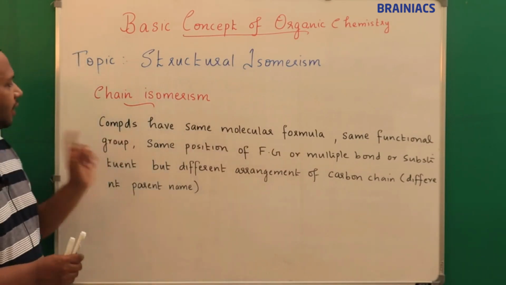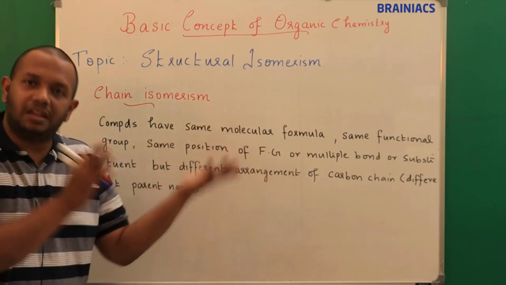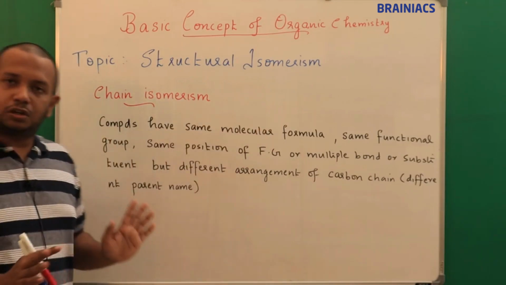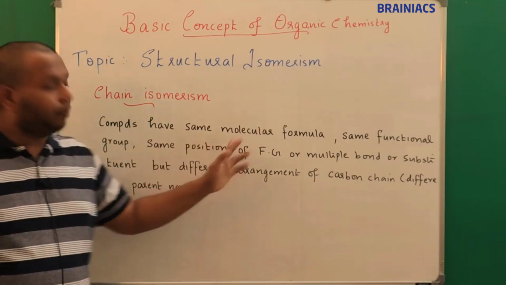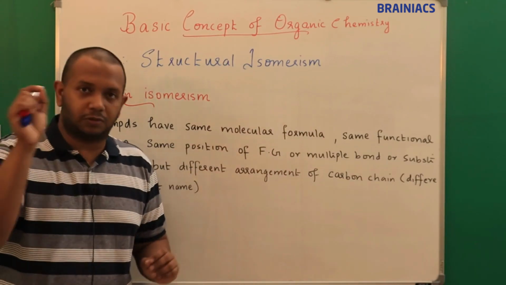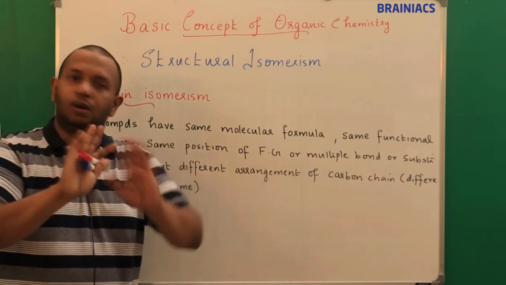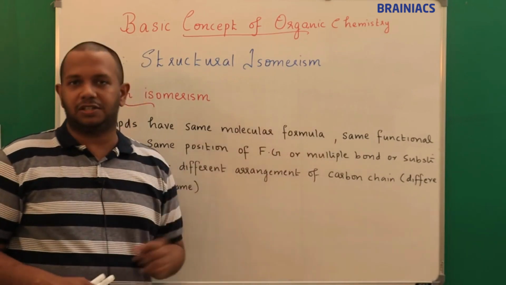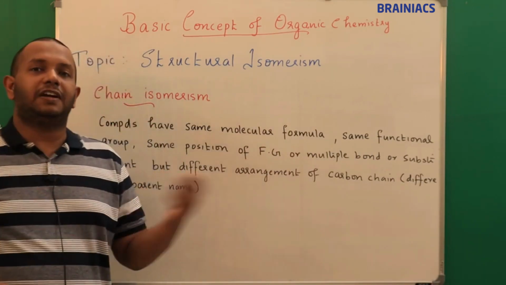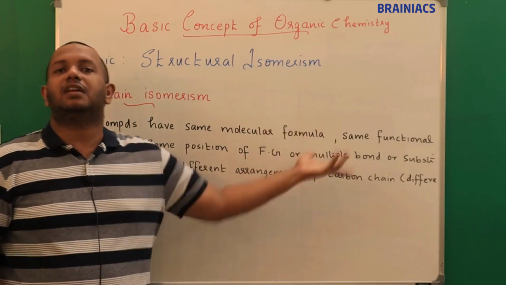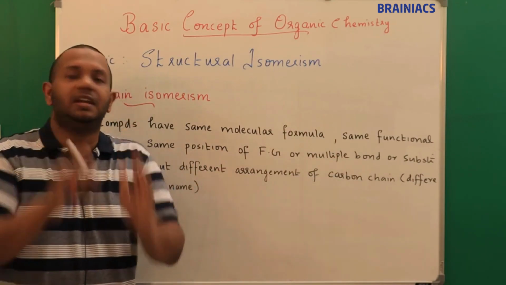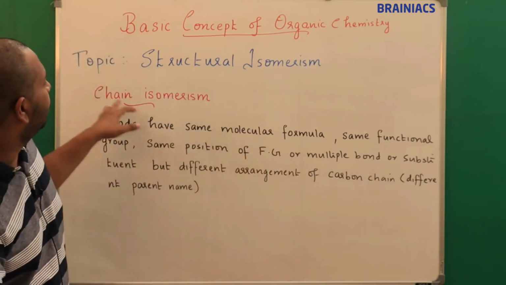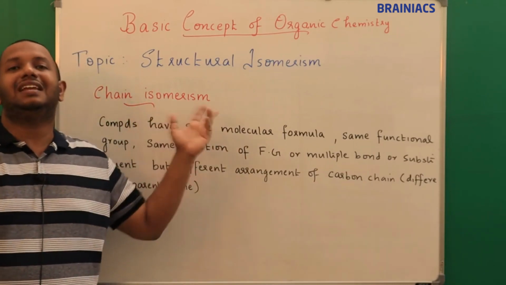If you look at the definition, compounds here also have the same molecular formula. The two compounds which we are taking have the same molecular formula, and the functional group also remains the same. The position of the functional group or multiple bond or substituent will not change, but they differ in the arrangement of the carbon chain. That means the principal carbon chain in one compound will have 4 carbons, and in the other it will have 3 carbons. They differ only in the arrangement of the carbon chain. Such compounds are exhibiting chain isomerism.